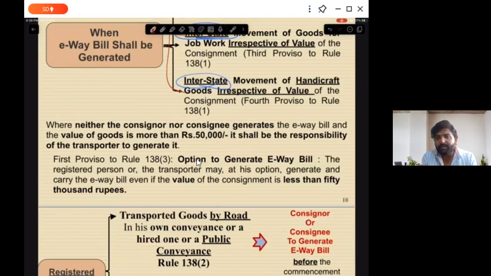Definitely. अगर मेरी गुड्स की वैल्यू 50,000 से कम भी है और मेरे ऊपर कंपलसरी नहीं भी है, तो मैं चाहूँ तो ऑप्शनली ई-वे बिल बना सकता हूँ। I just want to avoid unnecessary kind of legal proceedings or unnecessary doubts. You know what I can do? I can prepare an e-way bill even if my turnover or my total consignment value is less than 50,000. Then also I can prepare an e-way bill.